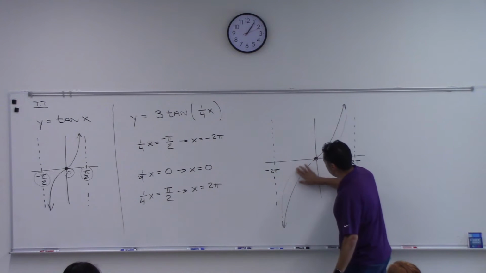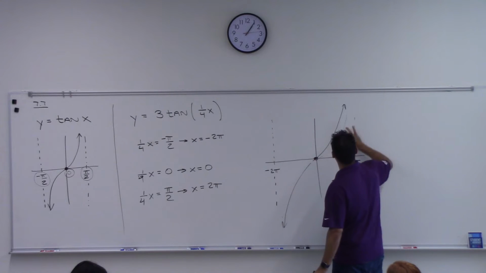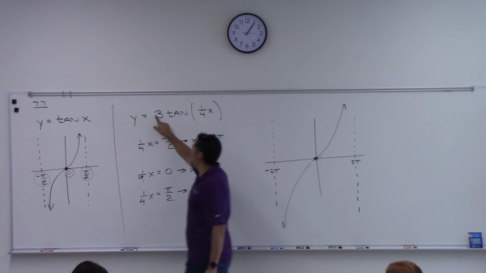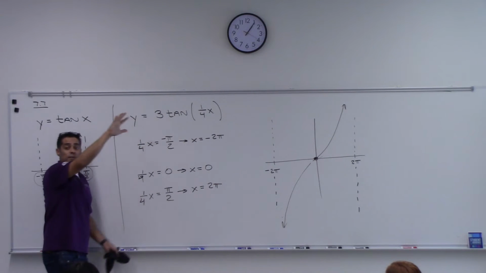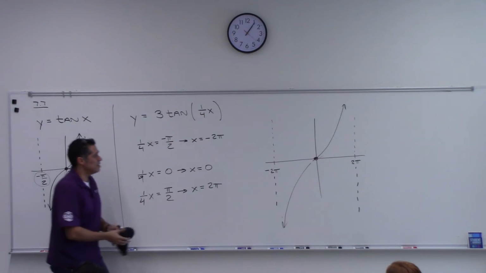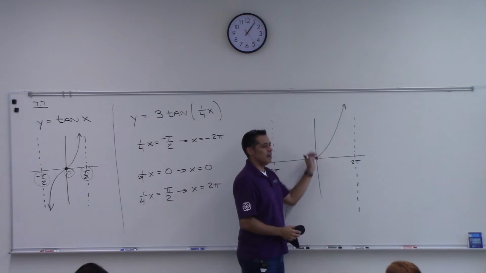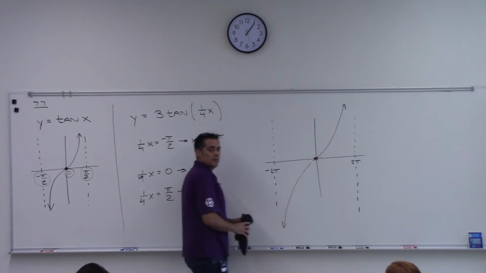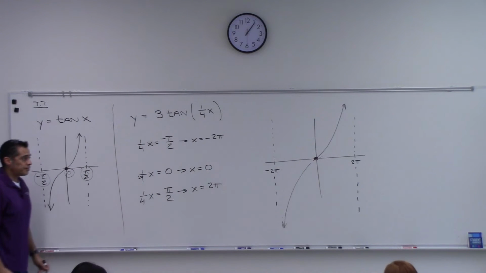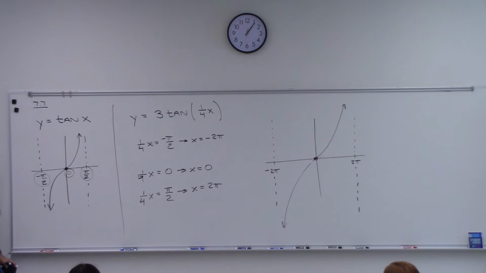So that's my graph. What do you think would have happened if this would have been a negative 3? That would have flipped the whole picture over the x-axis. So instead of going up here, it would have gone down. Instead of going down here, it would have gone up. Make sense? Any questions?